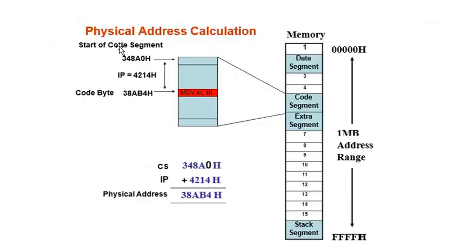So the example of how the physical address is calculated can be shown like this. Consider the code segment address 348A, so 4 digits. Each digit can be represented in 8421 code as 4 binary bits. So with 4 digits you get 16 bits.